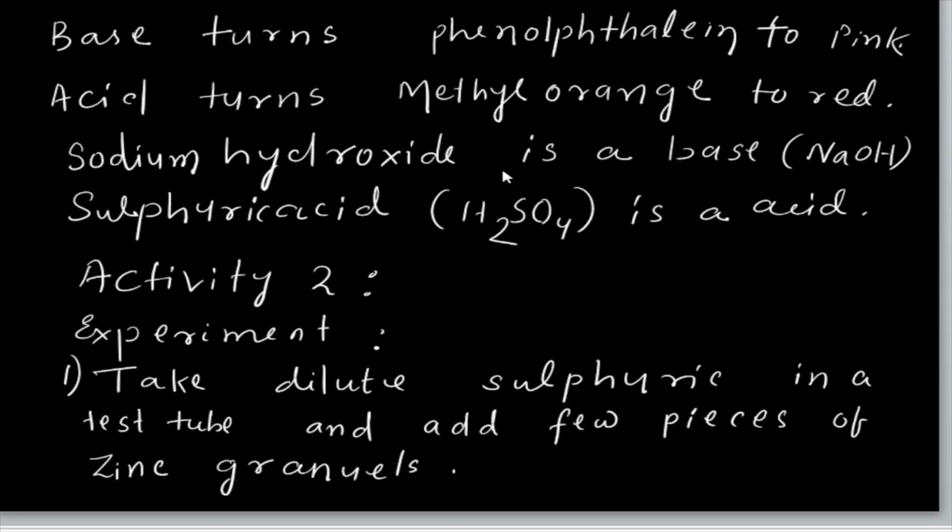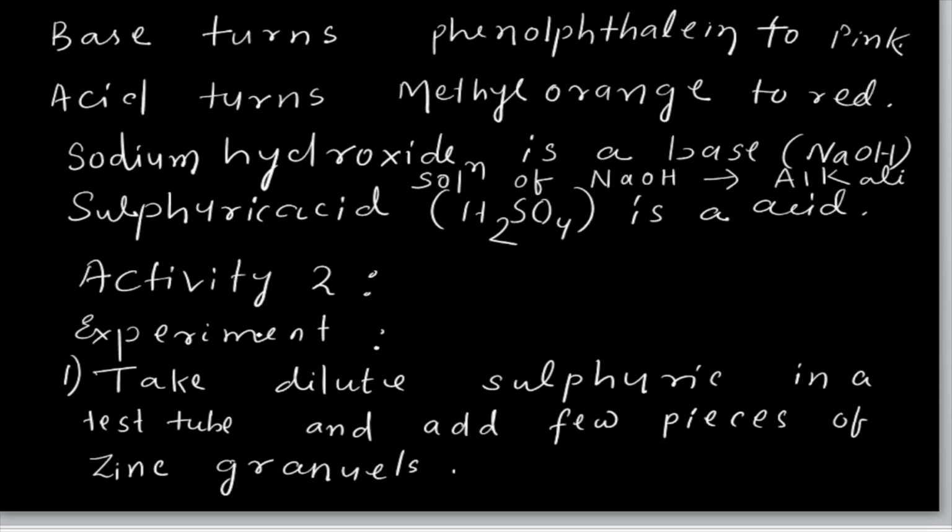Sodium hydroxide, that is a base. What is sodium hydroxide? It is a base because it contains OH. But when it dissolves in water, it is known as alkali. If you say solution of NaOH, this base dissolved in water is alkali. What is a base? A base contains an OH group. What is alkali? When a base is dissolved in water, that is called alkali. Sulfuric acid is simply an acid.